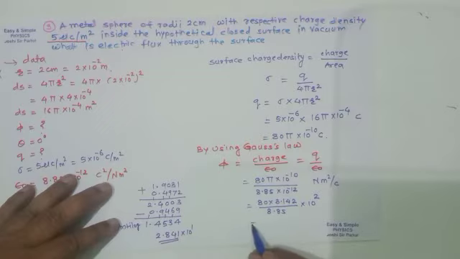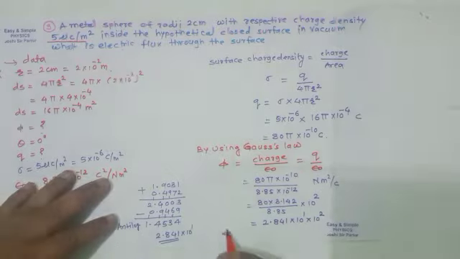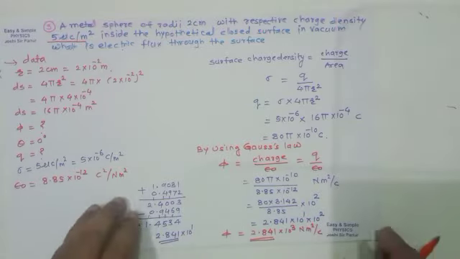So if we substitute 2.841 into 10 raised to 1 into 10 raised to 2, then the electric flux phi will be 2.841 into 10 raised to 3 Newton meter square per Coulomb. That will be the answer for the given example.